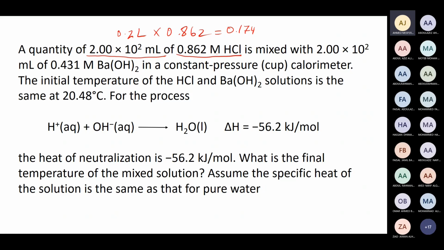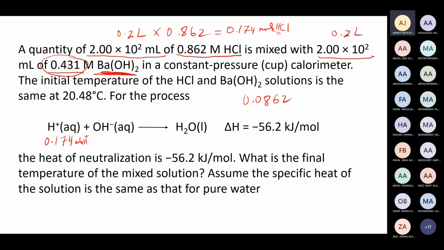Now this is mole what? HCl, I mean. How many mole H plus? Same number of mole H plus. Clear? Now we have this one, 0.2 liter times 0.431 mole Ba(OH)2. How many moles of this one? Again, multiply 0.2 liter times 0.431. What's the answer? It's 0.0862.